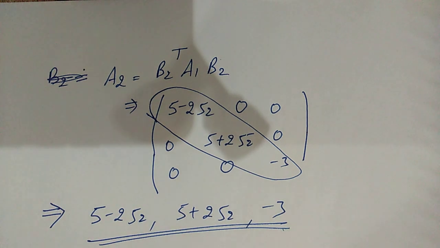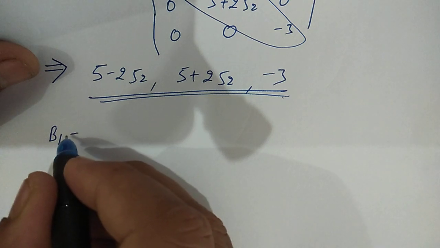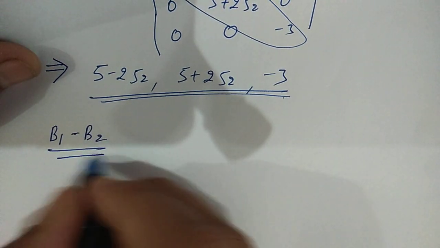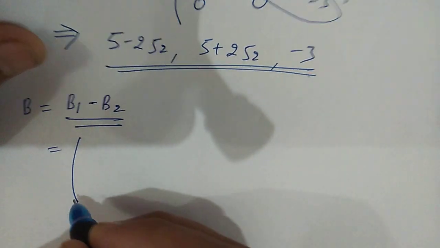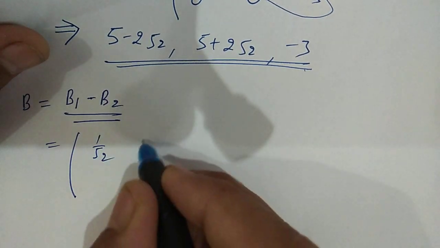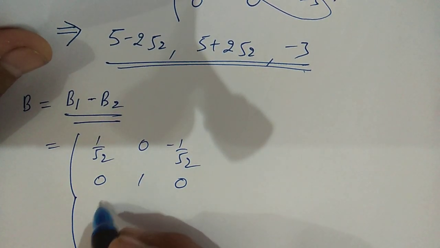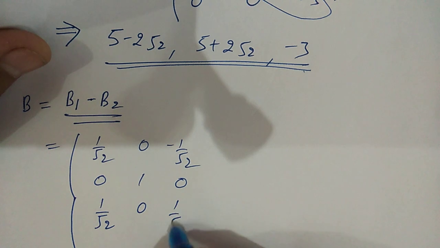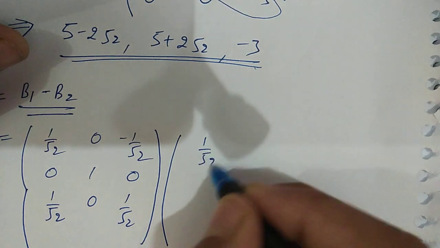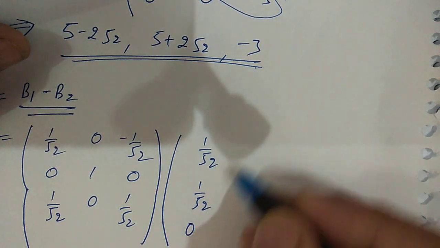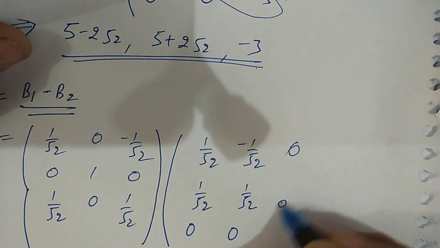So these are the eigenvalues, and for the eigenvector, B equal to B1 into B2 will give the eigenvector. So we can have B1 matrix 1 upon root 2, 0, minus 1 upon root 2, 0, 1, 0, and 1 upon root 2, 0, 1 upon root 2. This is your B1 matrix. Your B2 matrix is 1 upon root 2, 1 upon root 2, 0, minus 1 upon root 2, 1 upon root 2, 0, 0, 0, 1.